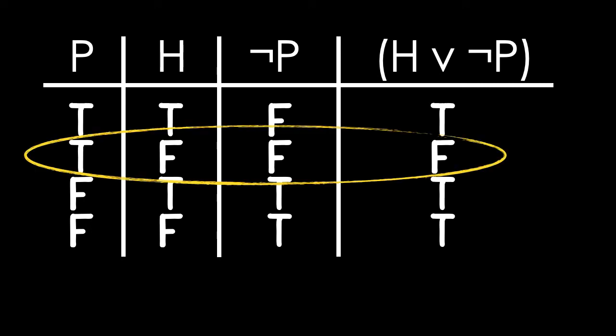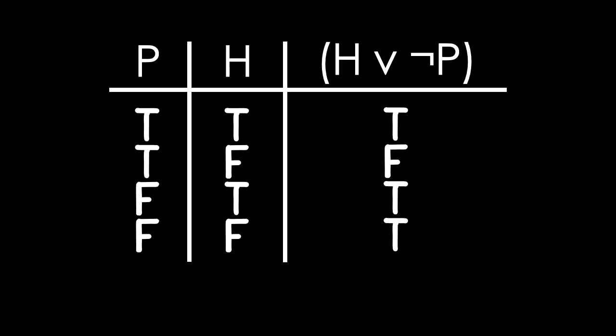H or not P is false only in this case, where H and not P are both false. That is, the case where P is true and H is false. So we'll use this same truth table, these same truth conditions, for P arrow H. And that gives us this truth table.